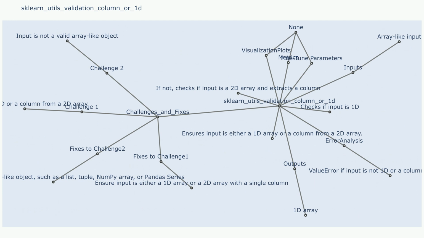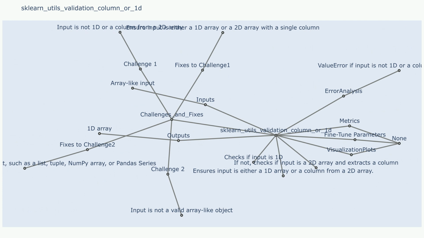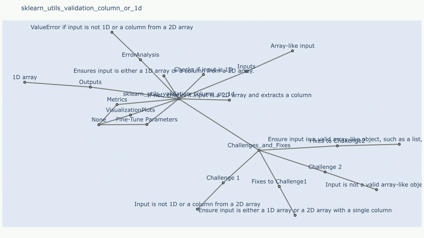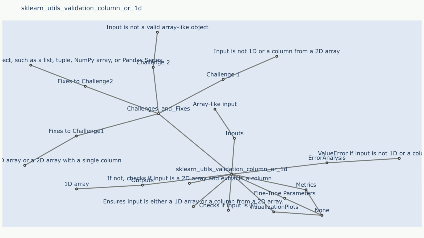Steps: shape check. The function first checks the shape of the input data X. One-dimensional input: if X is already one-dimensional, has a single dimension, it is directly returned as the output. Two-dimensional input: if X is two-dimensional, the function checks if it has only one column. If so, it is reshaped into a one-dimensional array and returned. Invalid input: if X is not one-dimensional or does not have a single column when two-dimensional, an error is raised, indicating that the input does not satisfy the required format.